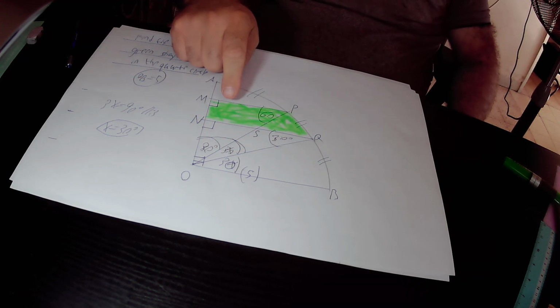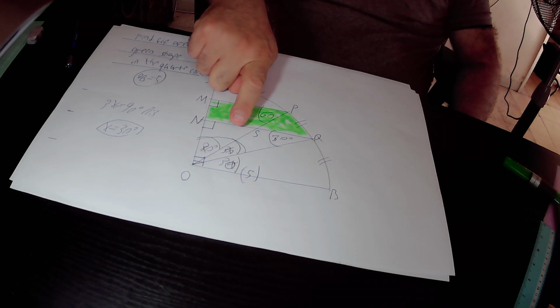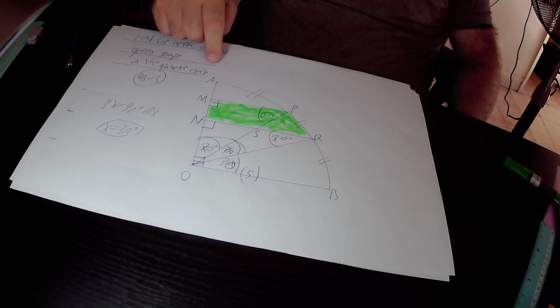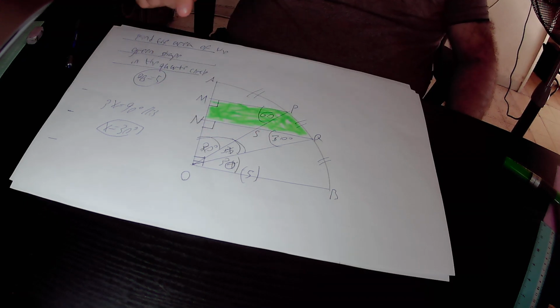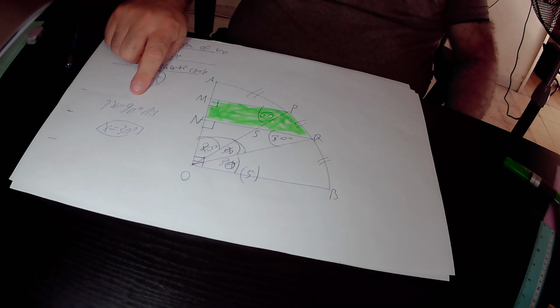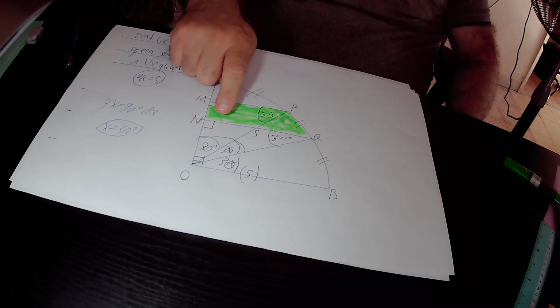So in total, 3x must be equal to 90 degrees because x plus x plus x is exactly equal to angle AOB, which is 90 degrees. So in total, we found out that 3x equals 90 degrees. Here we divided this equation by 3 and found out that x equals 30 degrees. So the center angle x equals 30 degrees.